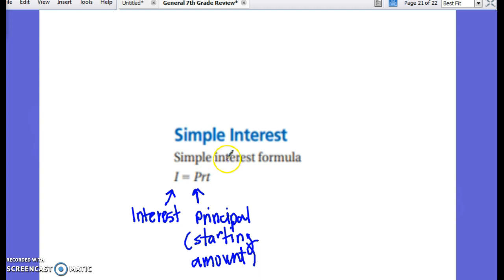Your R is your rate. That's usually the percent, but you have to change it into a decimal before you put it in the formula. And then T is time in years. It must be in years. So if you're talking about 6 months, for example, that would be half a year, or 0.5 when you put it in. So you would use I equals PRT when you have any problems that involve simple interest.